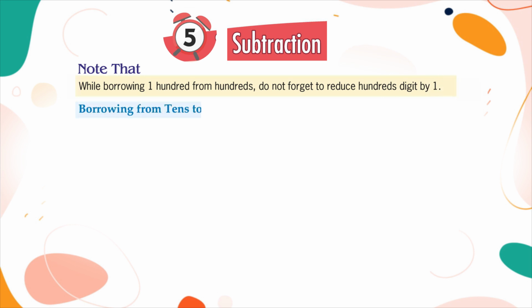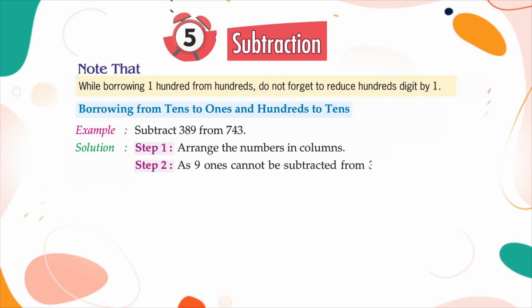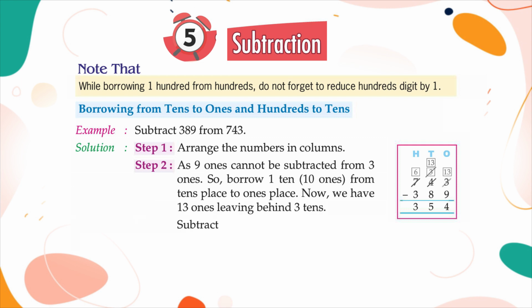Borrowing from tens to ones and hundreds to tens. Example, subtract 389 from 743. Solution. Step 1. Arrange the numbers in columns. Step 2. As 9 ones cannot be subtracted from 3 ones, so borrow 1 ten, 10 ones, from tens place to ones place. Now we have 13 ones leaving behind 3 tens. Subtracting ones. 13 ones minus 9 ones is equal to 4 ones.